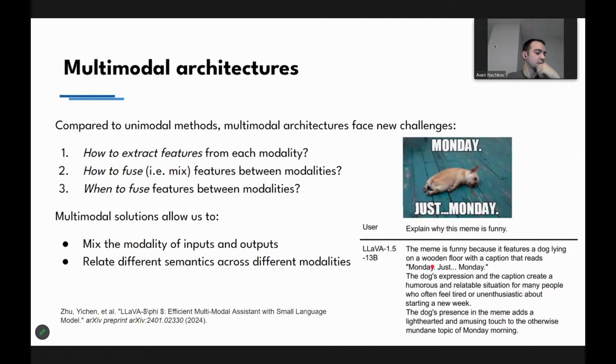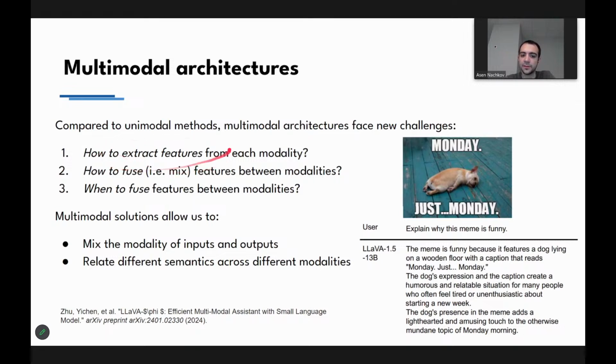Okay, so let's briefly talk about multimodality. So multimodal methods refers to methods which can accept data of different modalities. For example, both an image and some text. And typically the output is also text or image. So these are very useful, obviously, because we can combine modalities and we can extract and reason about things across different modalities. So compared to unimodal architectures, multimodal methods have 3 additional questions that need to be answered.